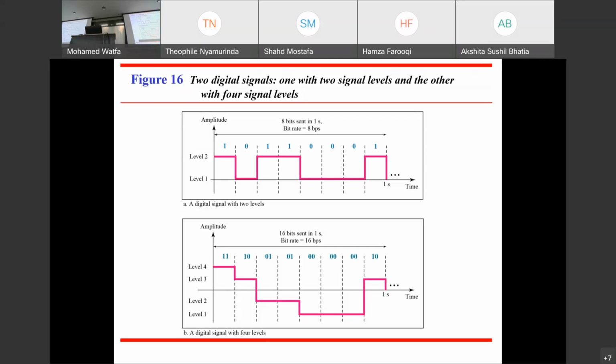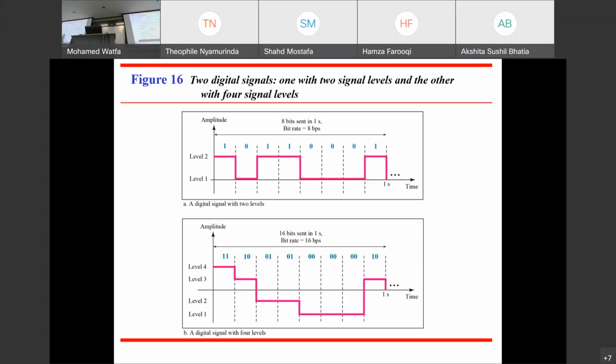If I have 4 levels, how many bits can I encode? 2. If I have 8 levels, how many bits can I encode? 3. So 8 is 2 cubed, so it's 3. And so on. This is the backwards. Now, if I told you how many levels do I need, I square it. So if I have 2 bits, how many levels do you need? Does that make sense? So this is kind of the inverse, the opposite. And we usually care about this.